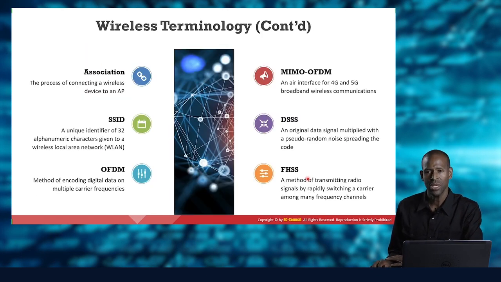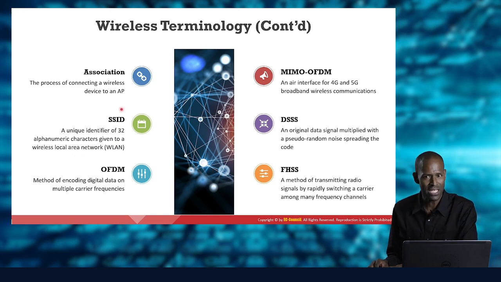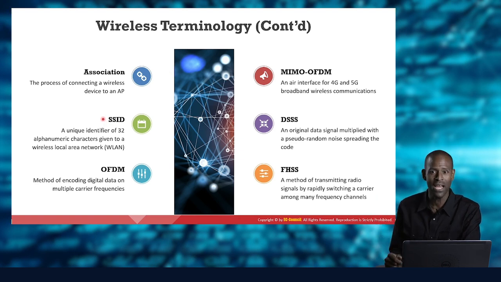Other terminology is the idea of association. With association, a wireless device, a supplicant, uses a handshake. It's a wireless handshake with the wireless access point in order to agree on protocols and associate with and connect to that wireless access point. We also have an SSID. An SSID is a 32-bit alphanumeric character string that's used to identify a wireless local area network. So that AP has an SSID like the name. That's the name of the access point.